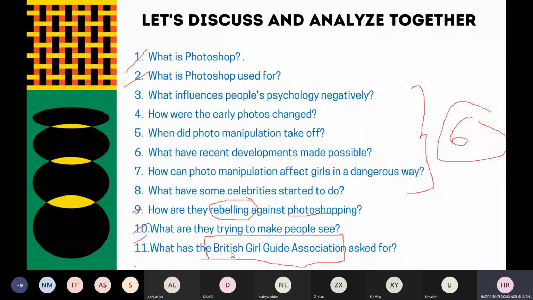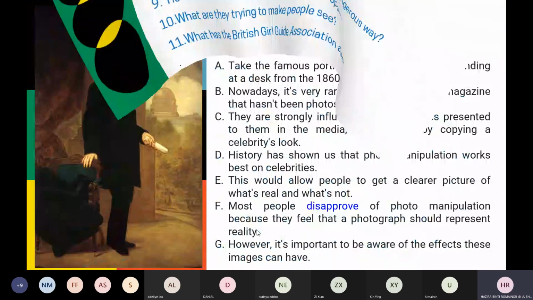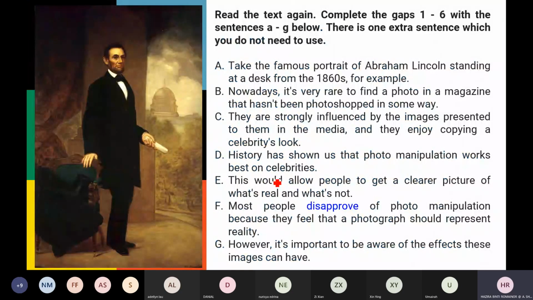All right, next one is, okay, for next exercise, you can refer to your textbook page 113, exercise C. They ask you to read the text again, complete the gaps 1 until 6 with the sentence A to G. So there is one extra sentence which you do not need to use. So ada extra satu jawapan dekat sini, but in your exam there are actually 2 extra sentences. So what you have to do is you look at back the gaps there. Awak tengok balik tempat kosong tadi. I do not want you to copy. How you are going to do this one?